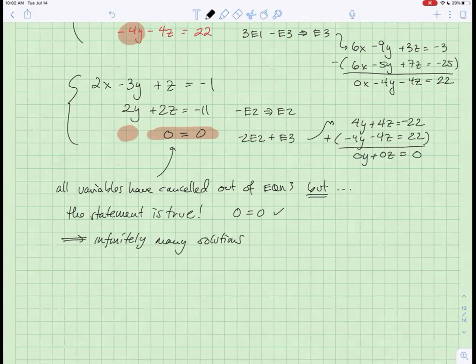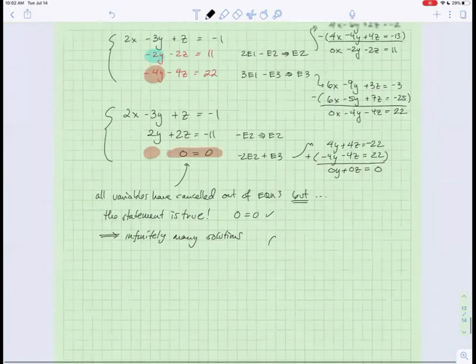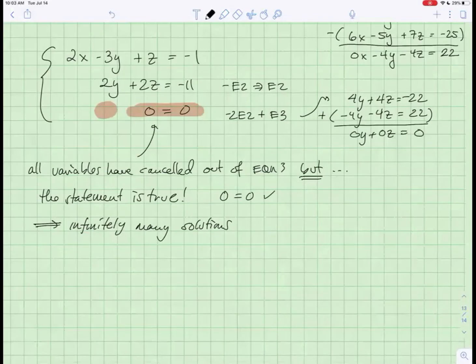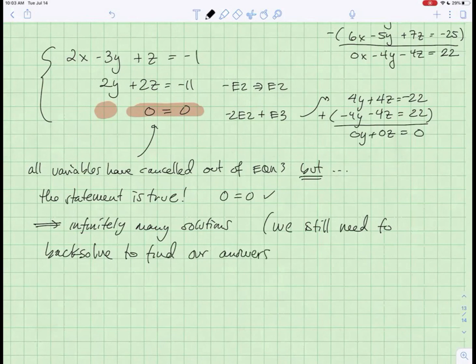Because just because something has infinitely many solutions doesn't mean every ordered triple ever is a solution. So what we're going to do is we still need to back solve to find our answers. Just because there's infinitely many of them doesn't mean we're done here.